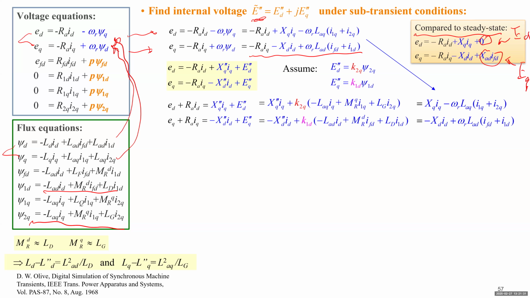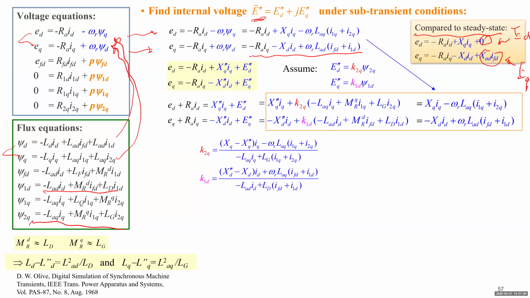That's easy. You just move the two items with parentheses to the left and move everything to the right. So you will get the formula for K2Q and K1D. Those two formulas seem to be complex, but actually you can largely simplify them by utilizing the two equations here. Those two equations came from one slide in the previous lecture.